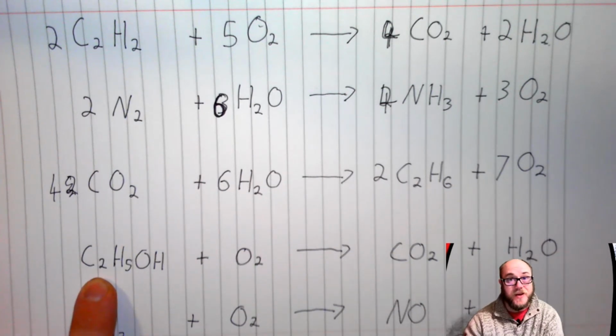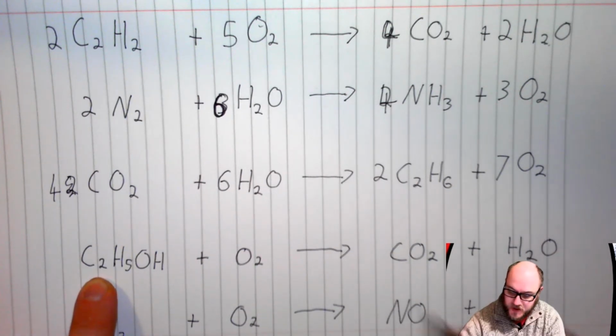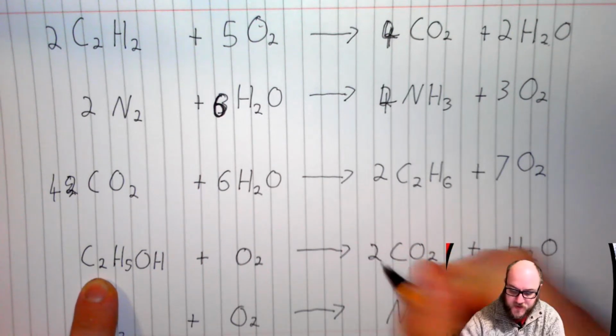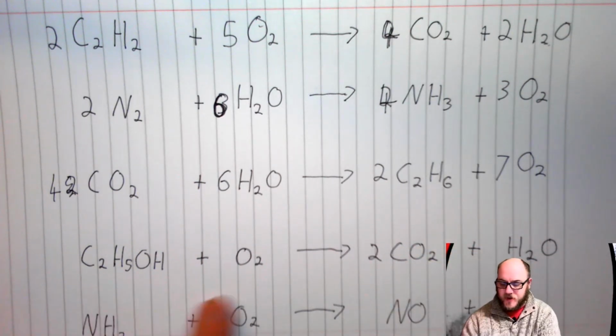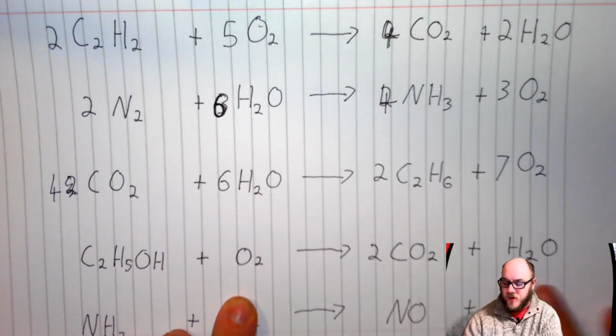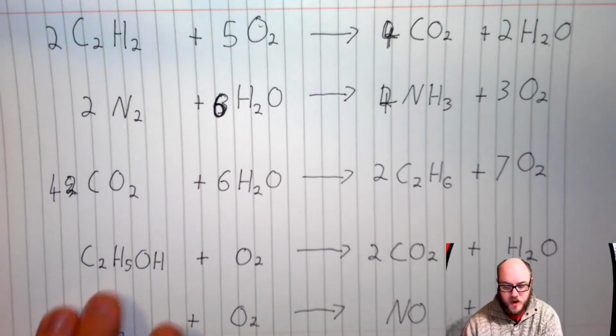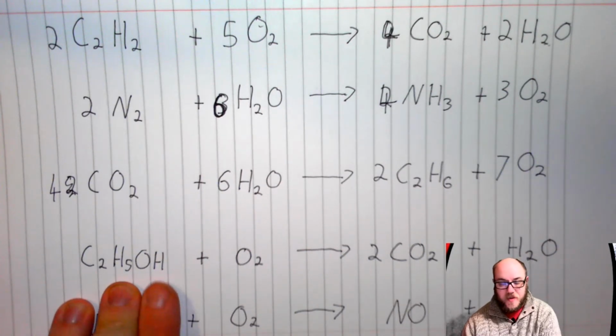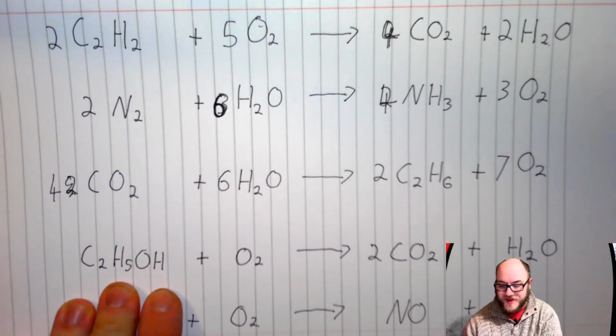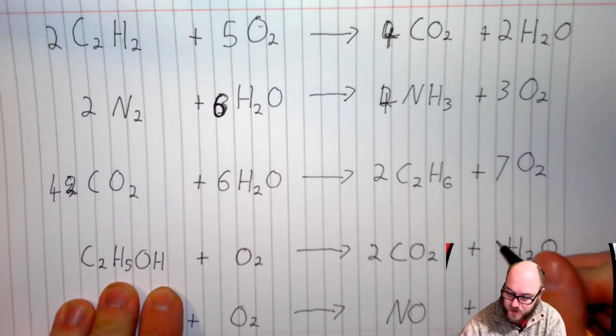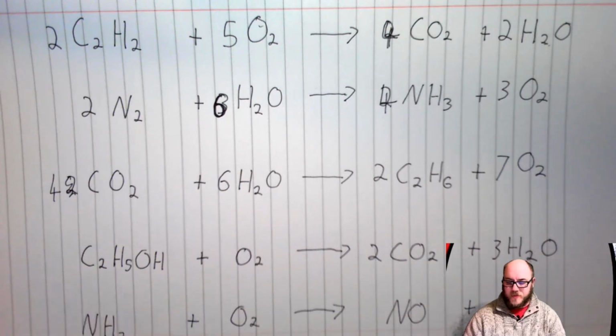But I've got a C2 here. I need to make 2 carbons. So I have 2 carbons over here. C2H5OH plus O2, CO2 plus H2O. Right, let's have a look at hydrogen. That's the next one. I've got 5 hydrogens there plus 1 there. That's 6 hydrogen. To make 6 hydrogen, I want 3 of those.